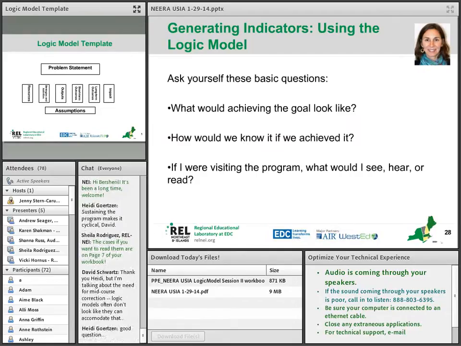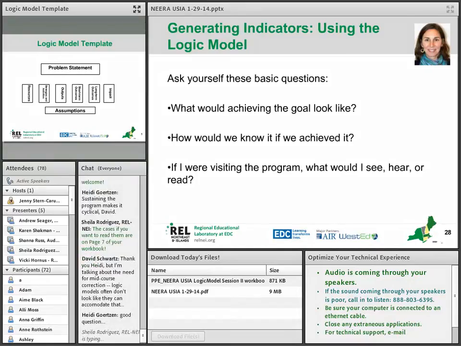So just a few things to think about when you think about generating indicators. Some questions to ask yourself. When generating these indicators, you want to ask yourself some basic questions. How would you know with the evidence you can collect that your goal has been reached? What would be our benchmarks or parameters for success?